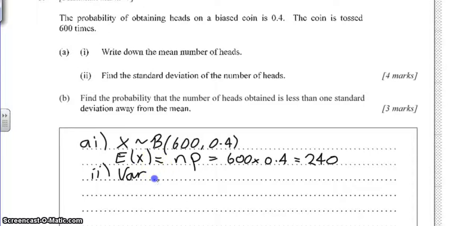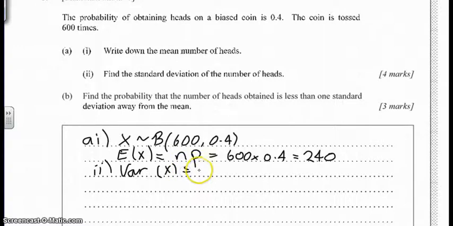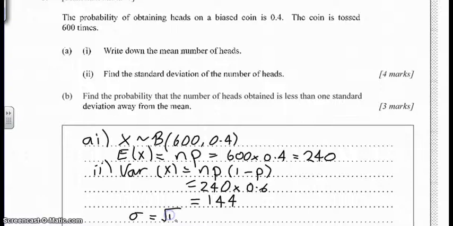So the variance of X, the variance of a binomial distribution, is equal to np(1 minus p). Now we already know that np is 240, so that's 240 times 1 minus 0.4, which is 0.6, and that is, using your calculator, 144. Now that's the variance of X, which means the standard deviation is equal to the square root of 144, which is equal to 12.